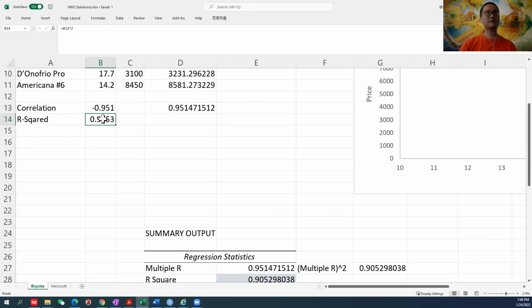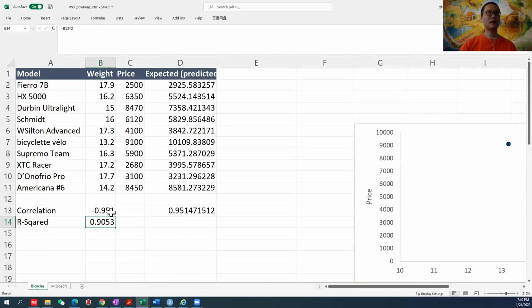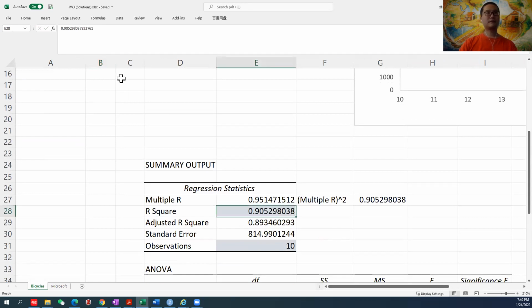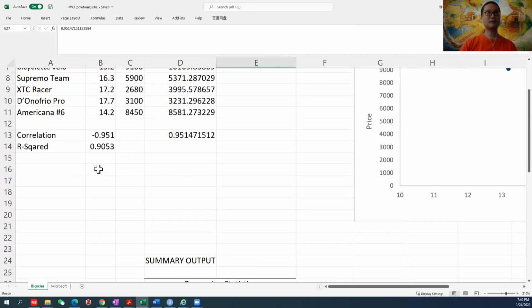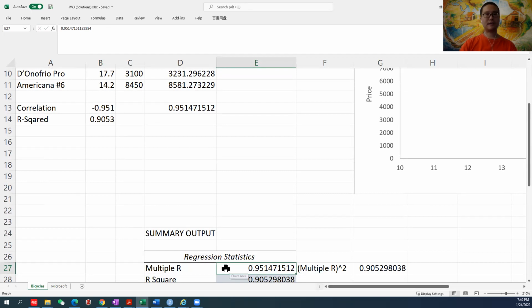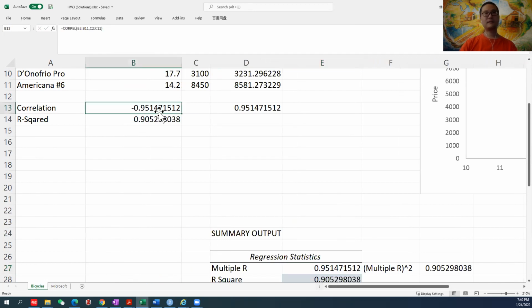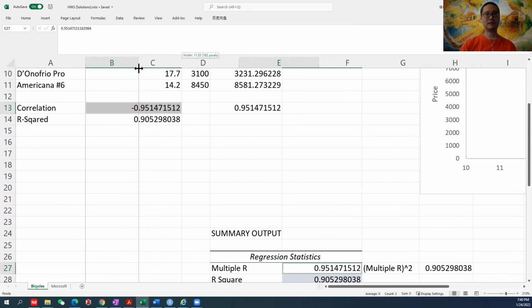However, we also have an R square, which is this figure, right? And how could we get this? First, note that we also had a multiple R here, which you can find is exactly the same magnitude as the correlation coefficient, except that it has a positive sign, not a negative sign. So how come that we had this?